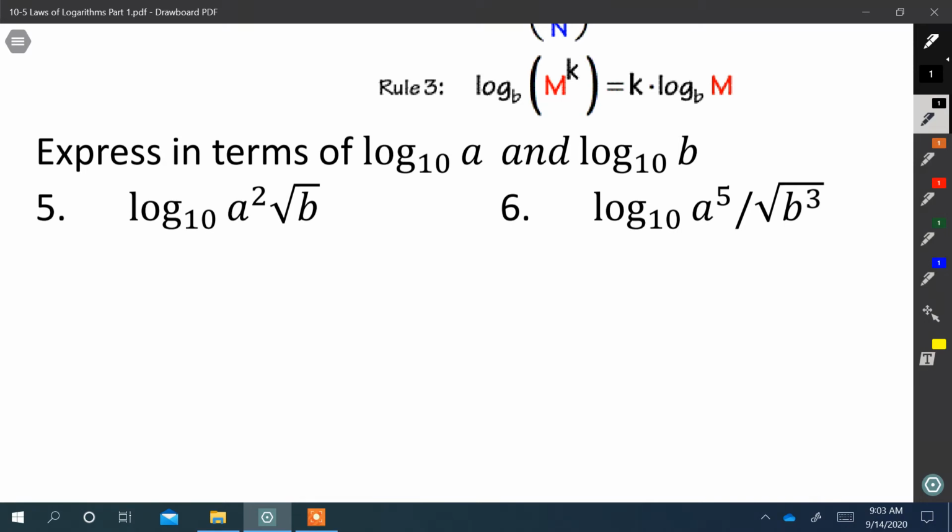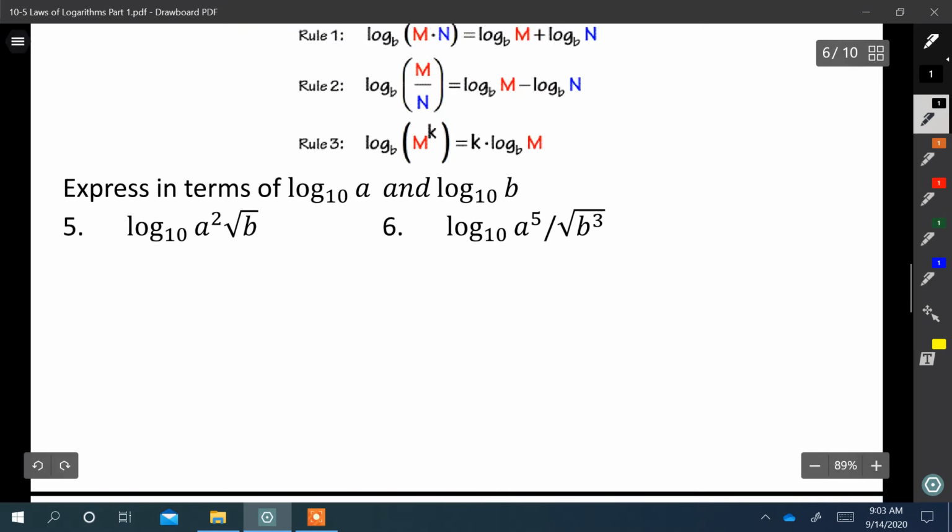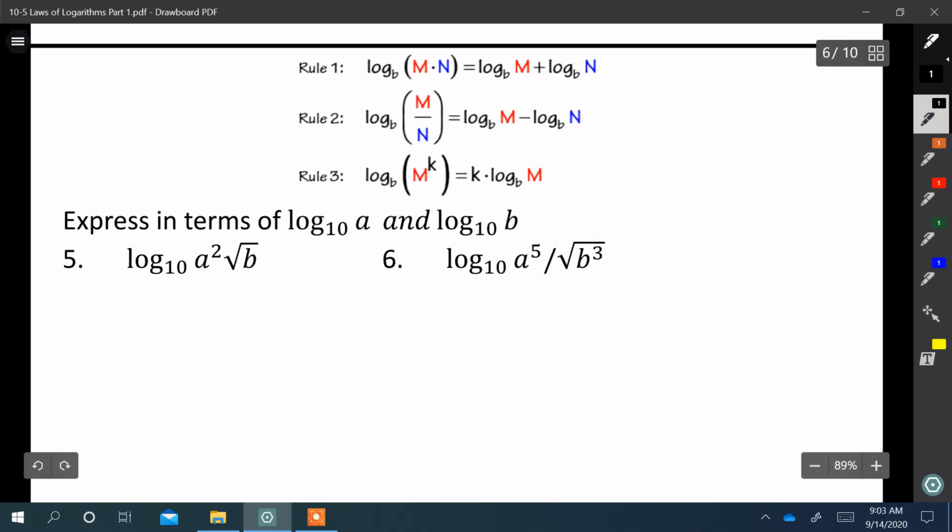Okay, I'll try to do this a little bit faster now since we kind of have an idea of how to do this. We have all those 3 rules. We're going to use those to expand this. The first thing I'm going to do is, since we're multiplying there, use rule number 1.